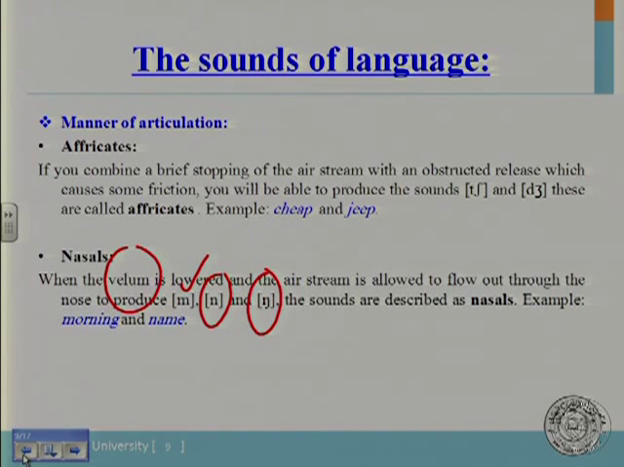Now we have some examples, as in morning. We have some nasal sounds, as in m and n, and ng. One more example is name. It begins with a nasal sound, n, name, and also ends with m. So it has two nasal sounds.